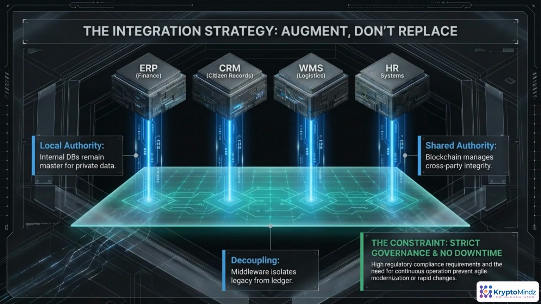In that context, blockchain is not a rip and replace move. It becomes a shared trust layer that sits beside your existing ERP, CRM, logistics, and HR systems. Those systems remain the systems of record for sensitive data and internal workflows. Middleware decouples them from the ledger so you can evolve the chain without breaking legacy apps. The ledger's role is to manage cross-party integrity, agreements, proofs, and shared events. This approach respects strict governance and zero downtime requirements while still enabling gradual, low-risk modernization.